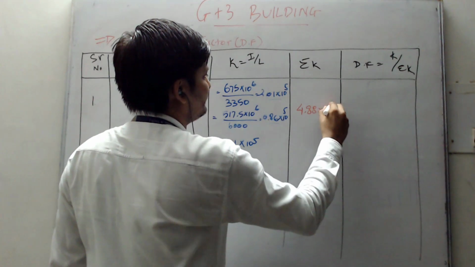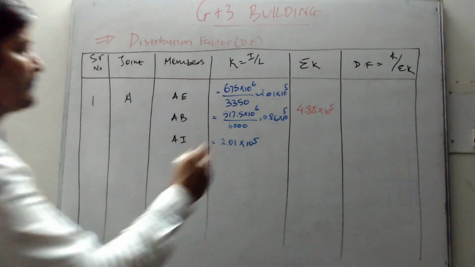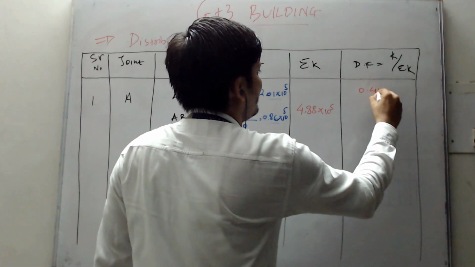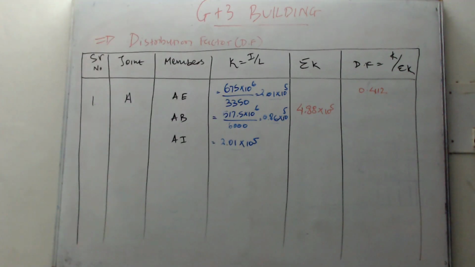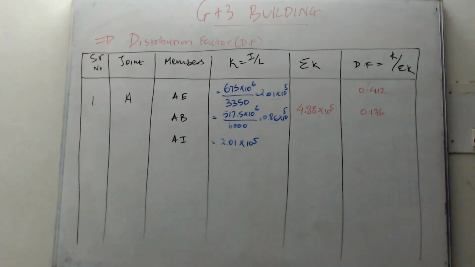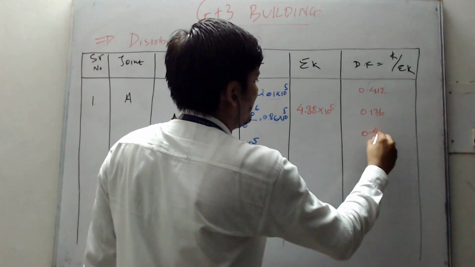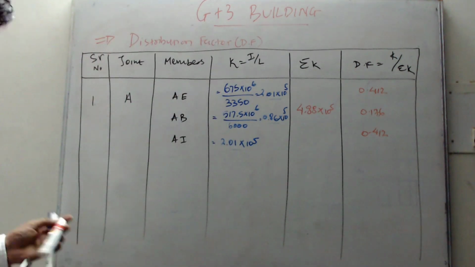And last, K divided by summation of K, right? So we get three values. First, K divided by summation of K means we have 2.01 divided by 4.88, which is 0.412. So this 0.412 is my distribution factor for AE. For AB, my distribution factor will become 0.176. And for the last member AI, it is again similar to AE, which is 0.412, right? So this completes my calculation at first joint A.